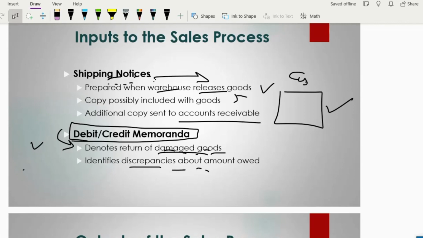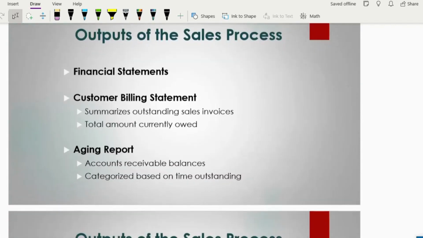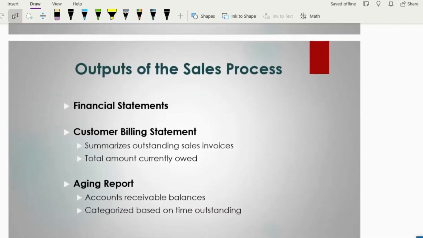Now we talked about the inputs. Now let's move on towards the outputs. What are the resulting documents which we can print or generate as a result of the sales process? So the first output is of course financial statements. Financial statements get affected because of the sales process. Revenue is there in the income statement, accounts receivable is there in your balance sheet, cash is there in the balance sheet. So of course financial statements get affected.